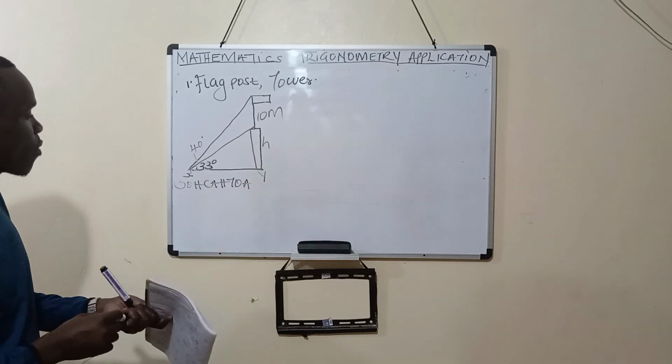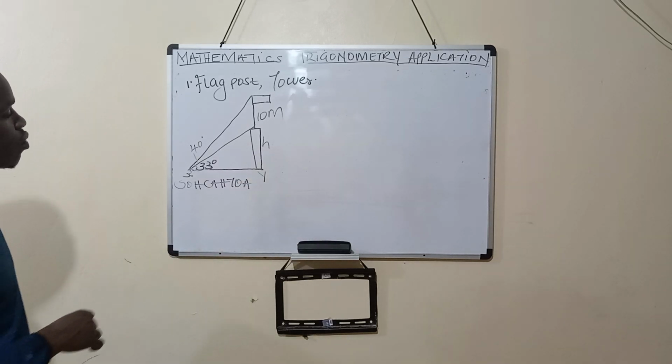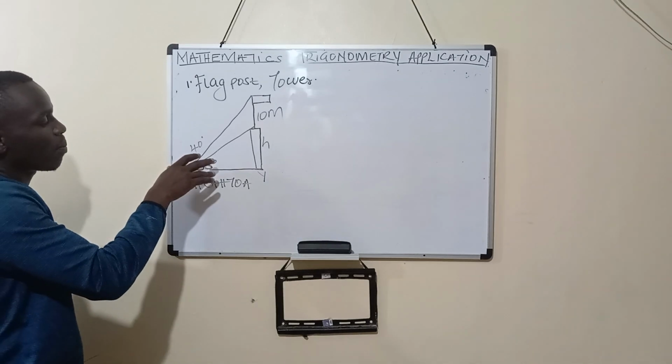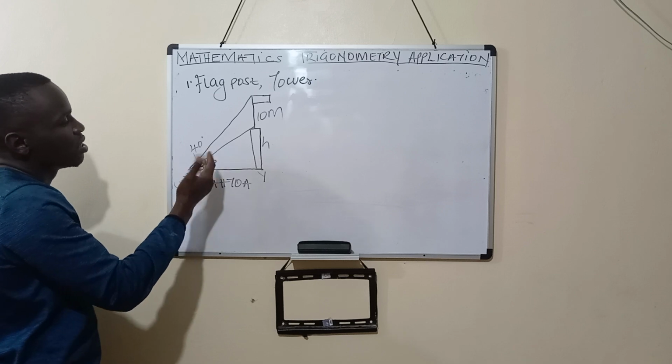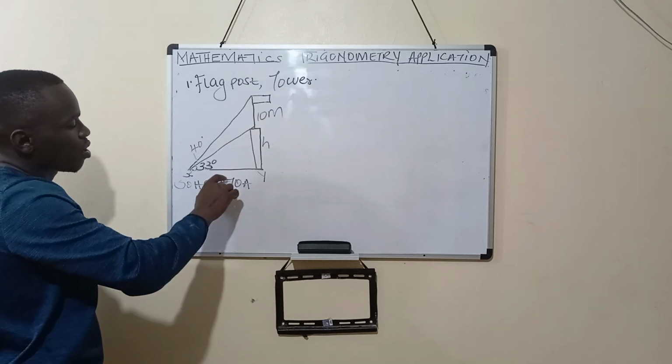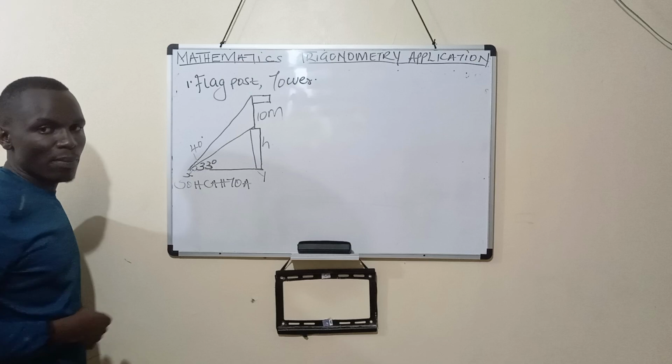And in SOHCAHTOA, we have to look for a ratio. You have to look for a ratio that relates properly to the question. So in this case, if the angle is at this point, this one will be treated as the opposite, this one will be the adjacent, and this one will be the hypotenuse.